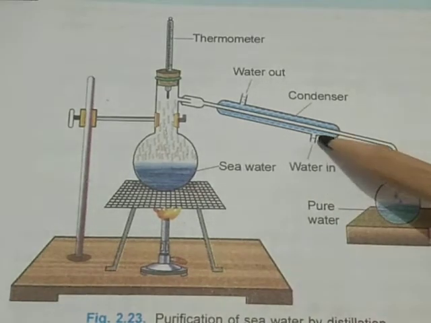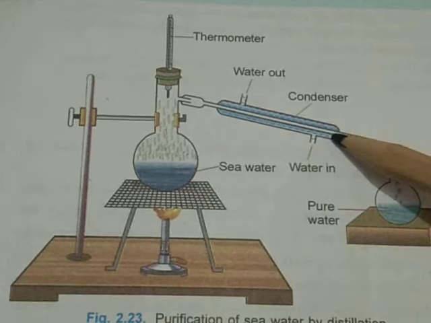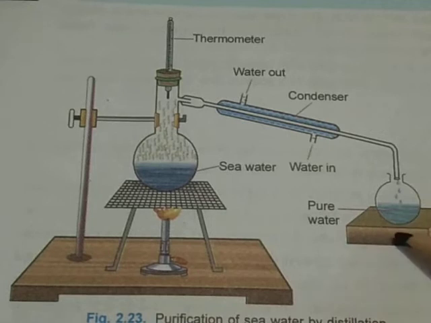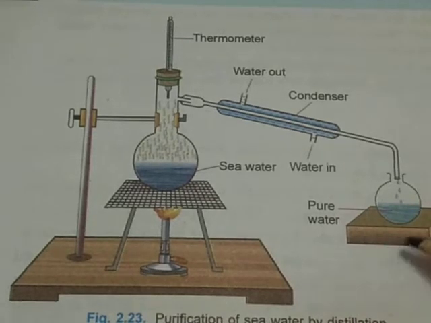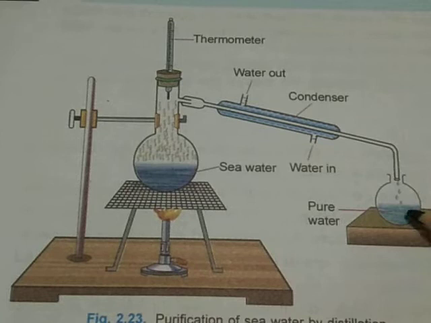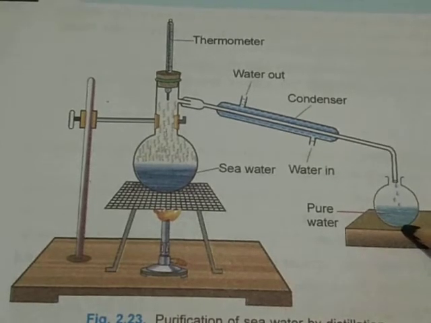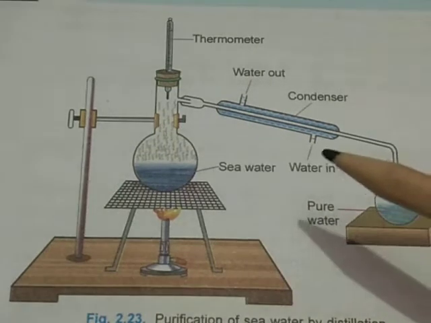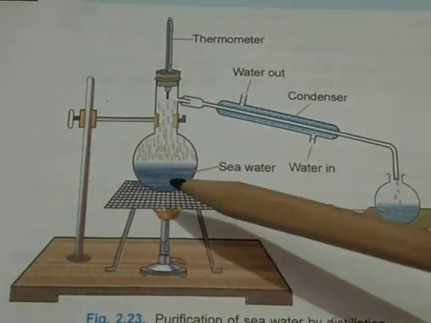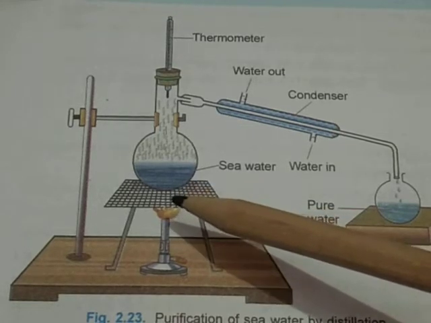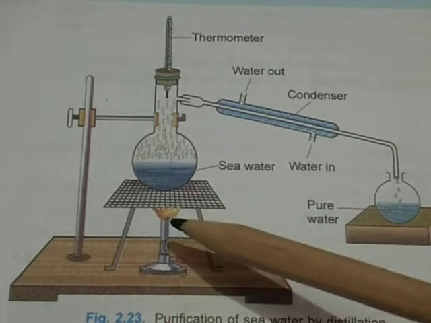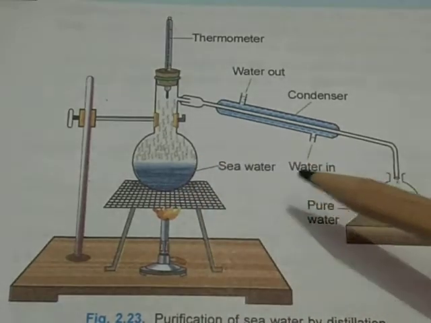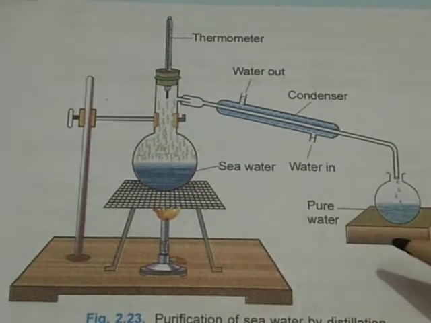Vapors will get condensed into the liquid form, which is completely pure. It can be collected in another flask. Impurities, being non-volatile in nature, will be left behind in the flask, and other liquids containing soluble non-volatile impurities can be purified in the same way.